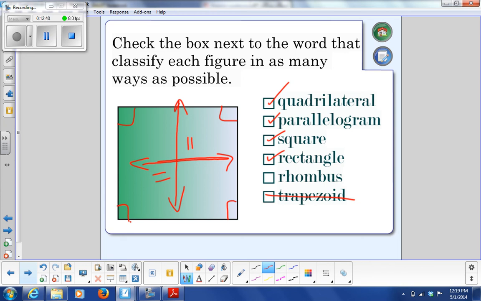Let's define the rhombus. It's got two pairs of parallel sides. Check. It's got four equal sides. Check. Okay, so it is also a rhombus. So a square is all of these things but a trapezoid.